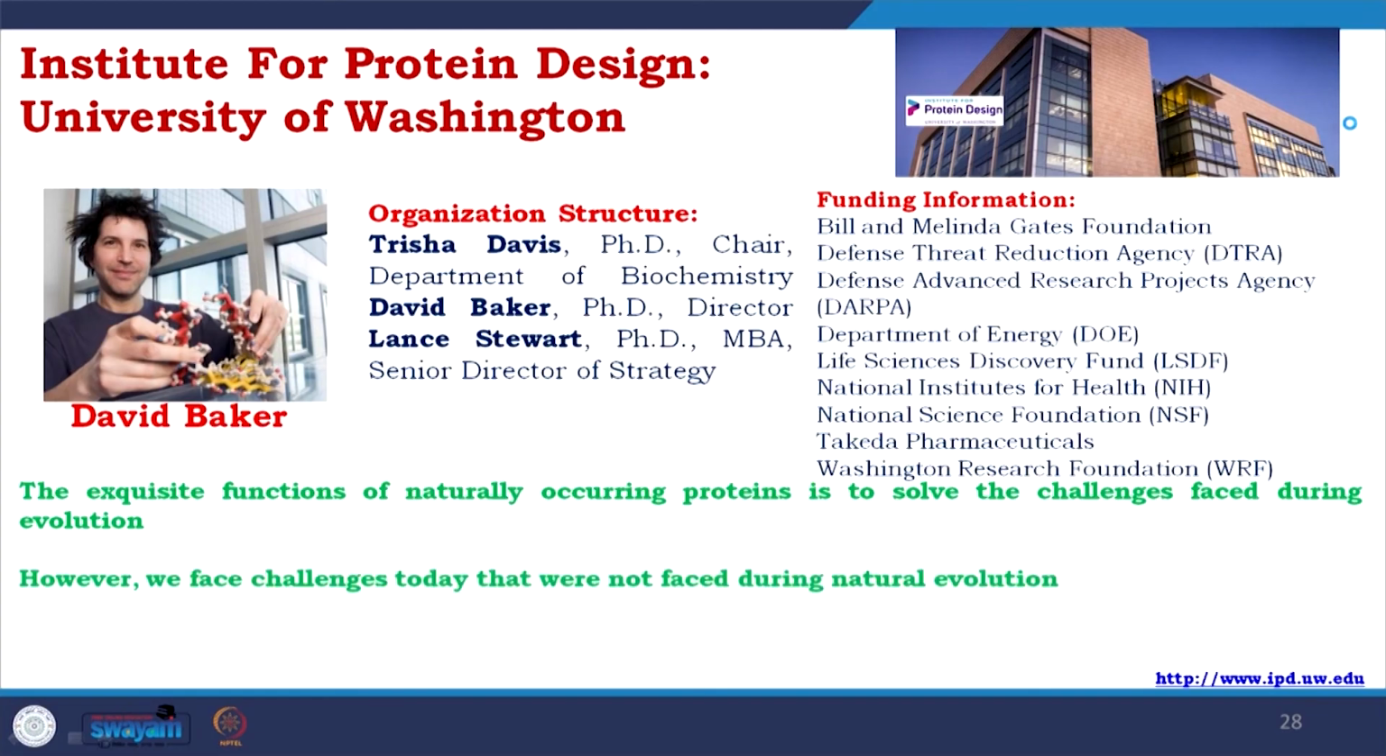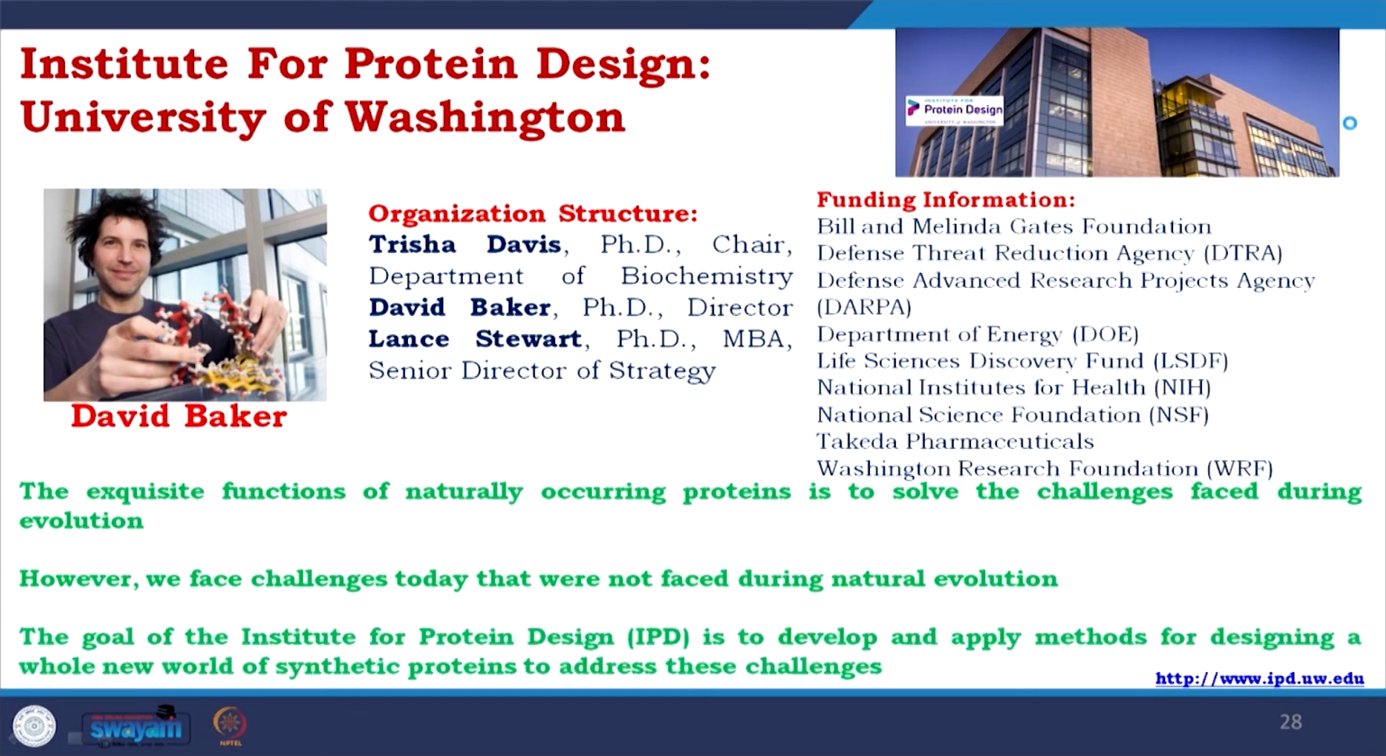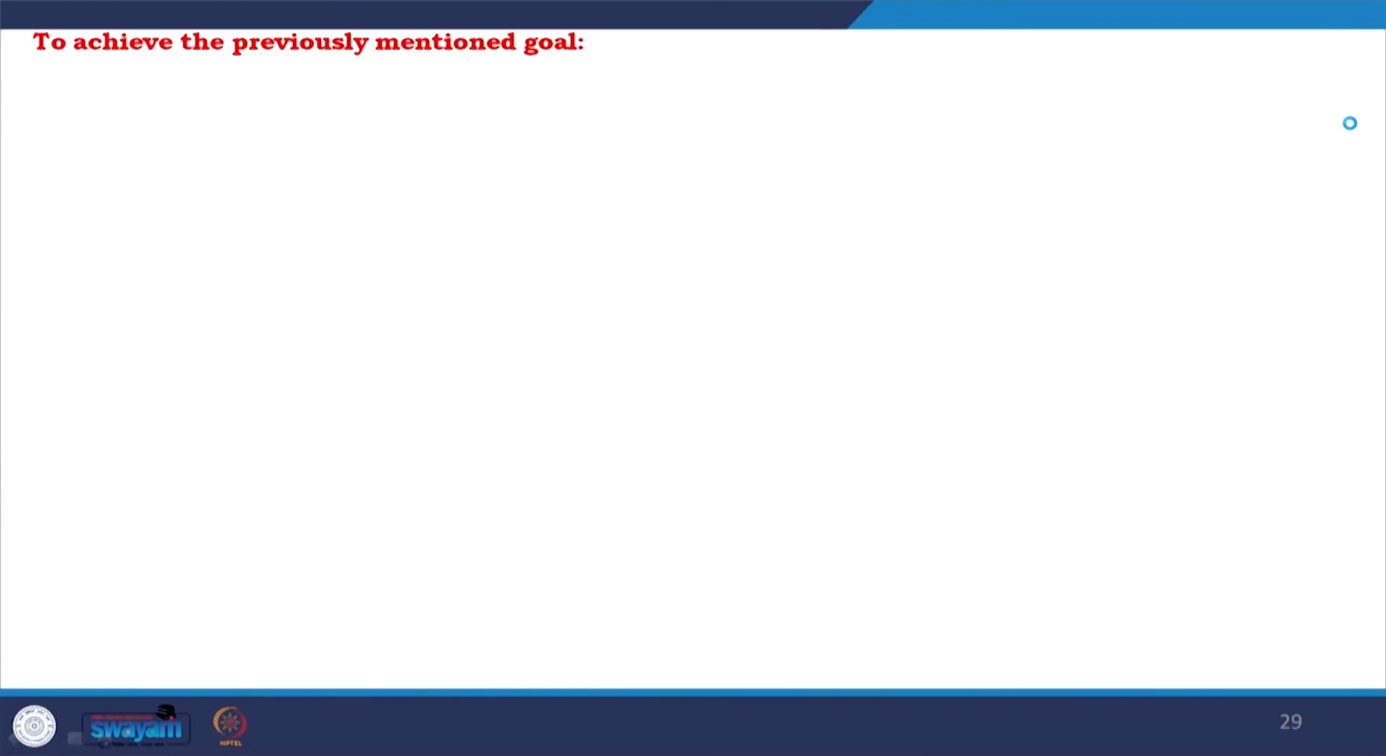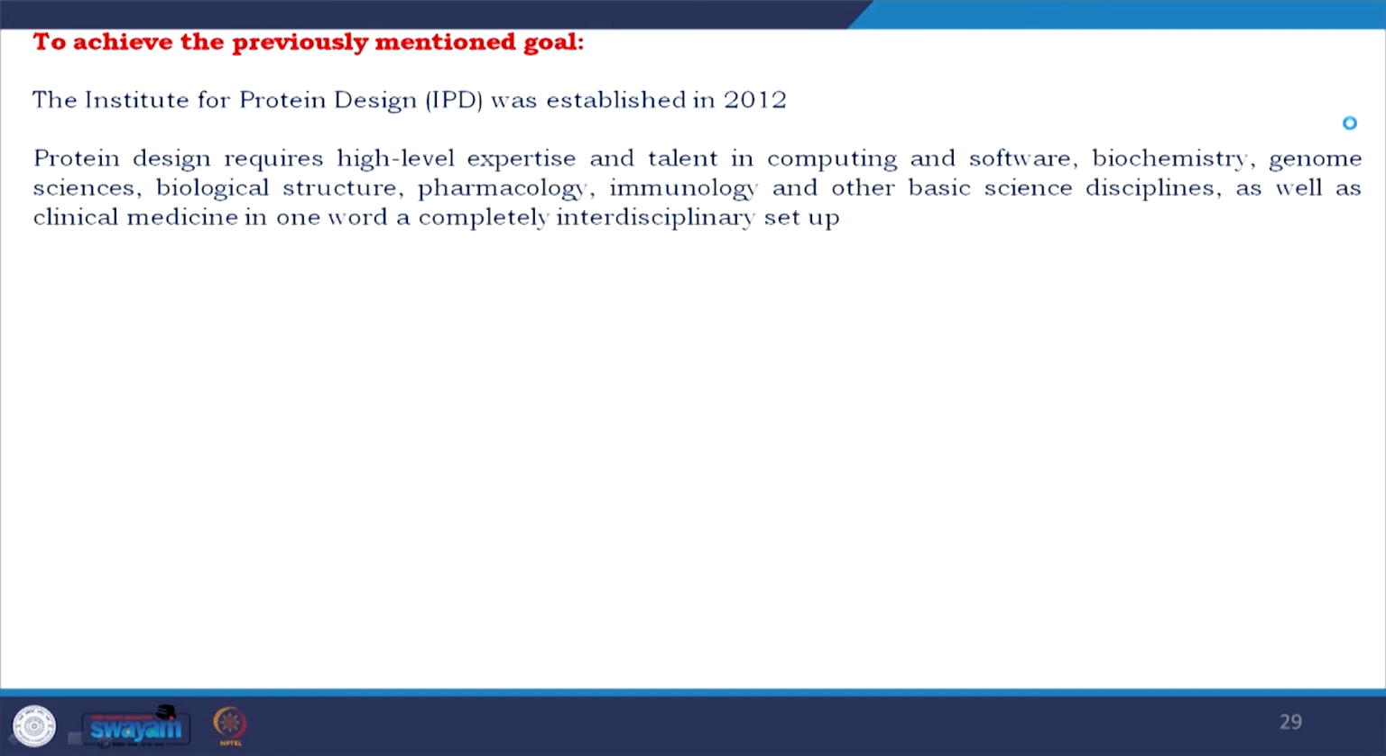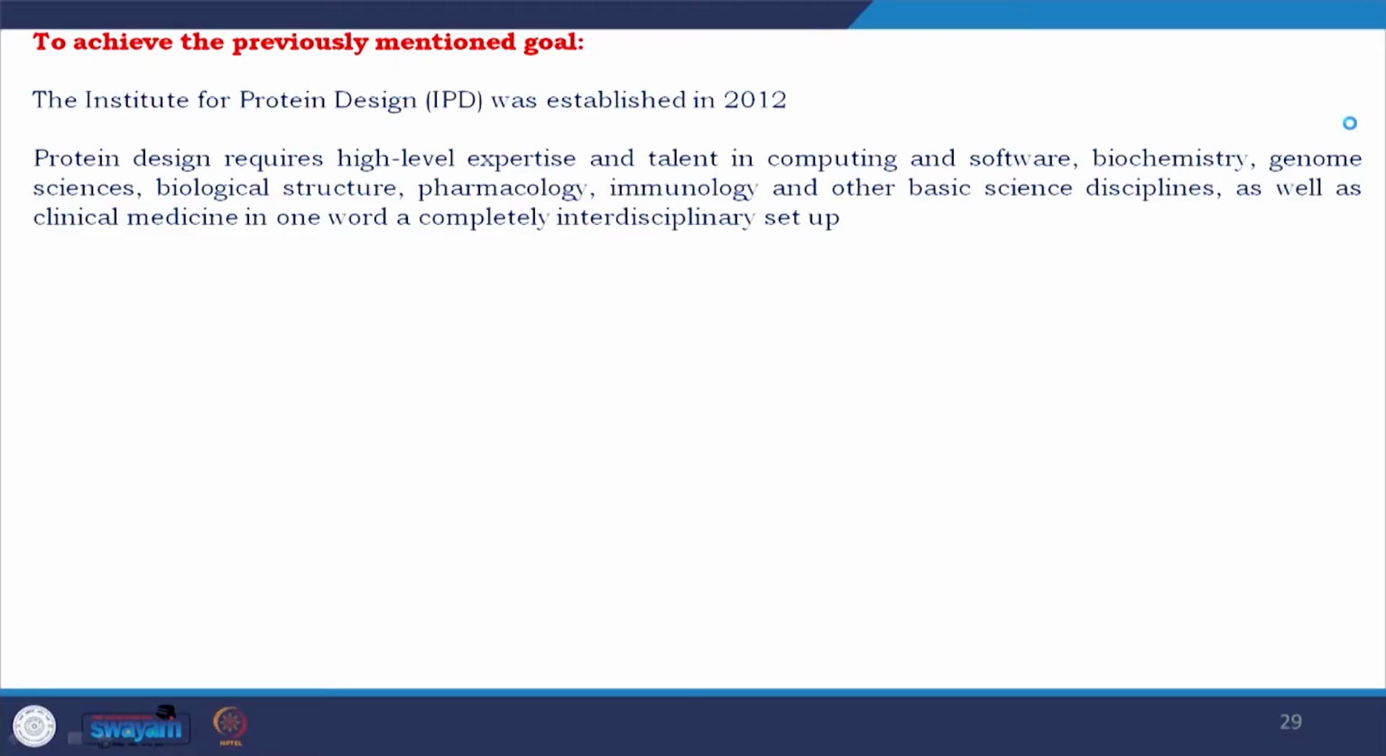However, the Institute for Protein Design, or IPD, faces challenges that were not faced during natural evolution because of the current situation. The goal of the IPD is to develop and apply methods for designing a whole new world of synthetic proteins to address these challenges. So, this development by itself is a great achievement. To achieve the previously mentioned goals, the Institute for Protein Design was established in 2012. As I told, this is a very nascent field, a very young field. So, the first initiative was developed in 2012.